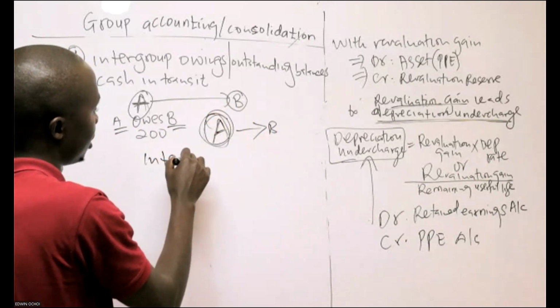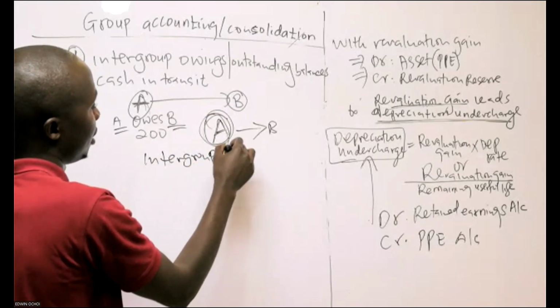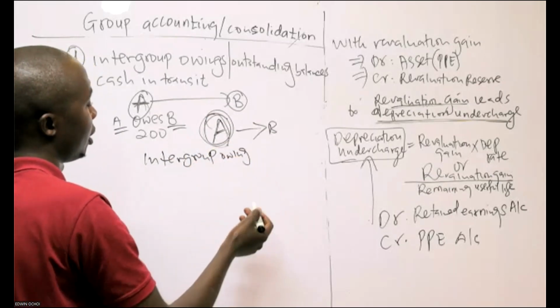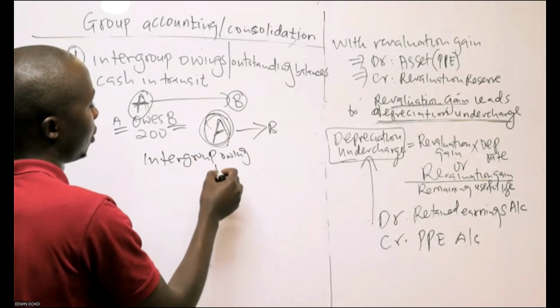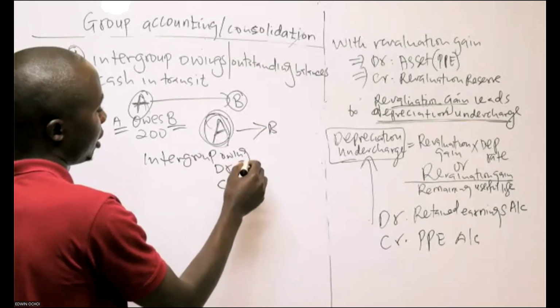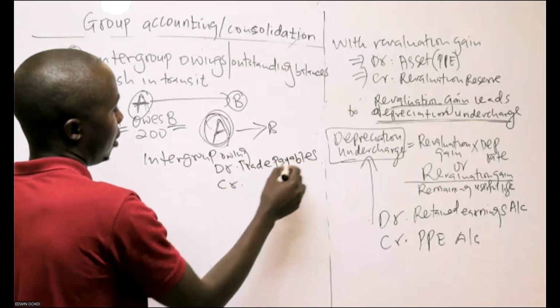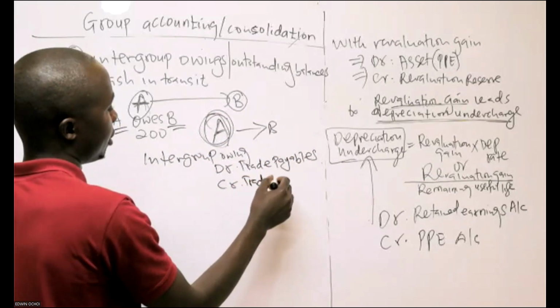So for the intergroup owings, you just cancel them. They are not carried forward to the next financial year. So how do we cancel them? They affect 2 accounts. So you debit trade payables account and you credit the trade receivables.